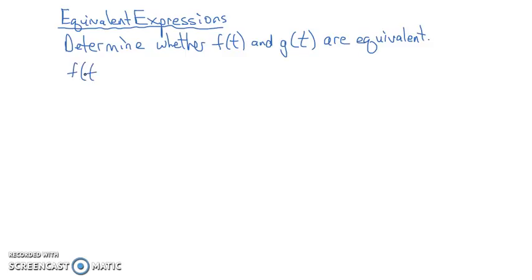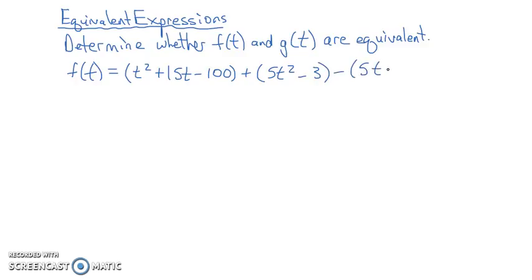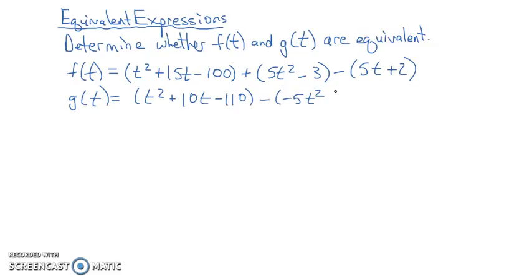Well, here you go. f of t is equal to, in brackets, t squared plus 15t minus 100, plus, in brackets, 5t squared minus 3, minus, in brackets, 5t plus 2. g of t is going to be this: in brackets, t squared plus 10t minus 110, minus, in brackets, negative 5t squared minus 5.